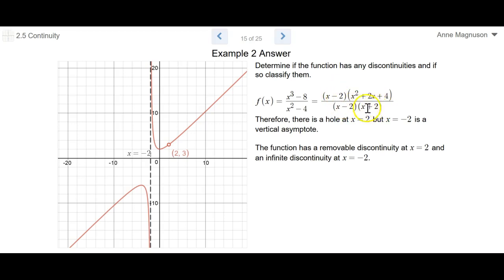And then x equals minus 2 is a 0 of the denominator we see from this factor. So that's going to be a vertical asymptote. So there's going to be a hole at x equals 2, which is removable, and there's going to be a vertical asymptote at x equals minus 2, which is an infinite discontinuity.